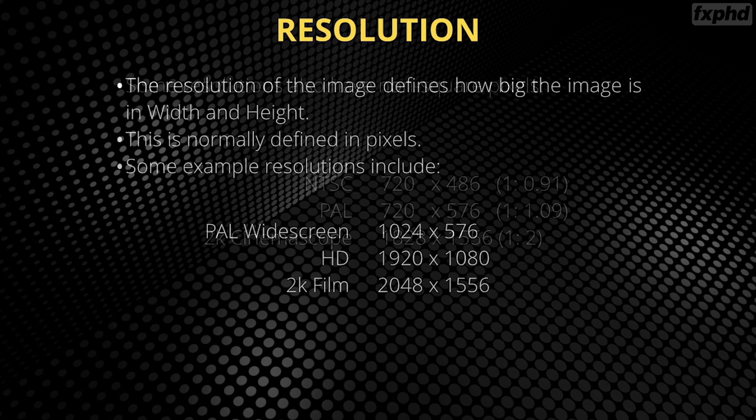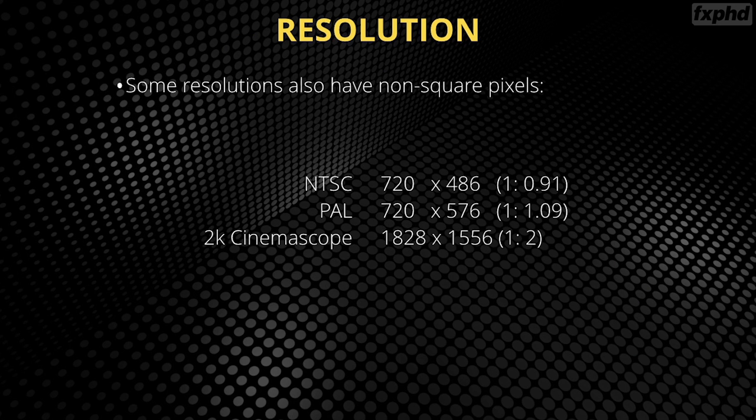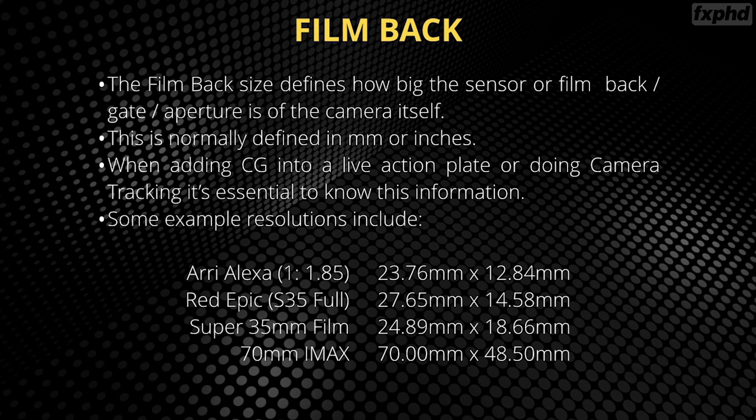Really basic stuff. Now, resolution also has non-square pixels, so you could choose NTSC, PAL, or even 2K CinemaScope, and they all have slightly different aspect ratios to the pixel. That basically means that your pixels will be squeezed either in thinner or out wider to give you what's known as an anamorphic image.